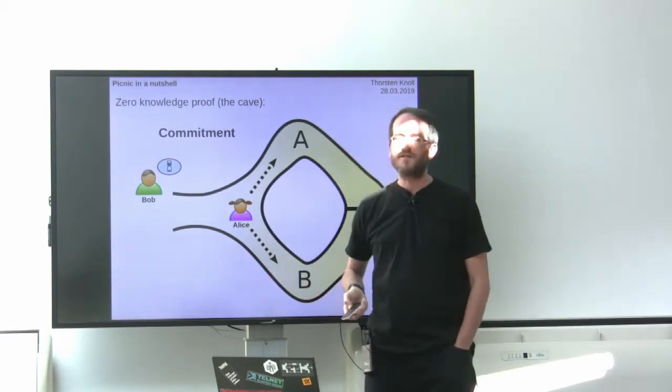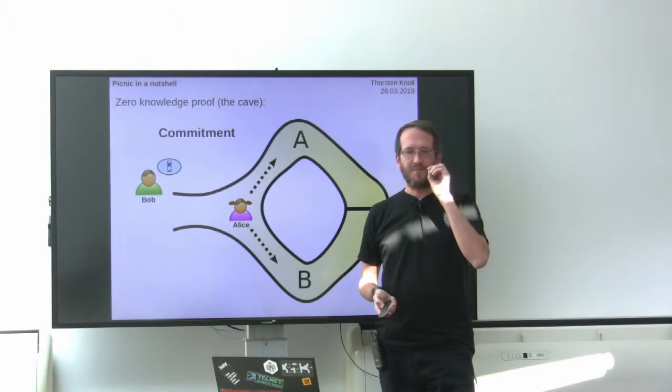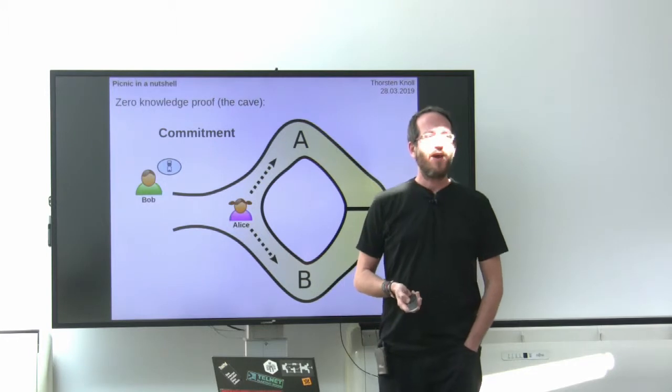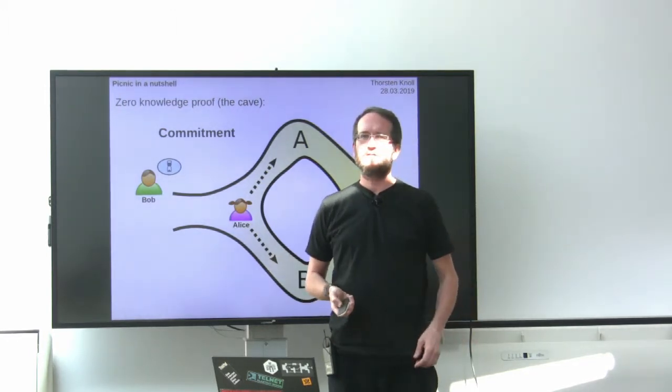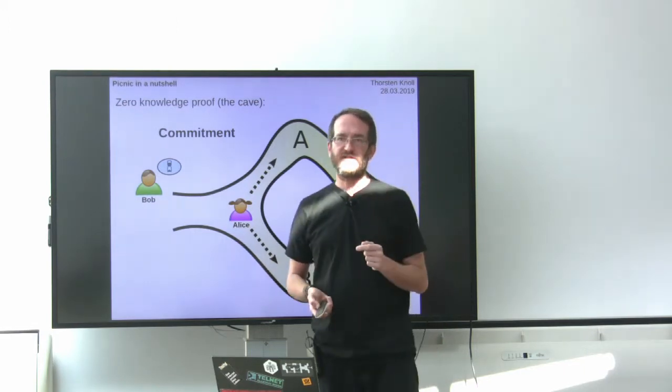So Alice decides if she goes to A or B. What is the purpose of all this? The purpose is that Alice wants to convince Bob, hey, Bob, I have a secret, and Bob shall be convinced to believe that she has that secret.